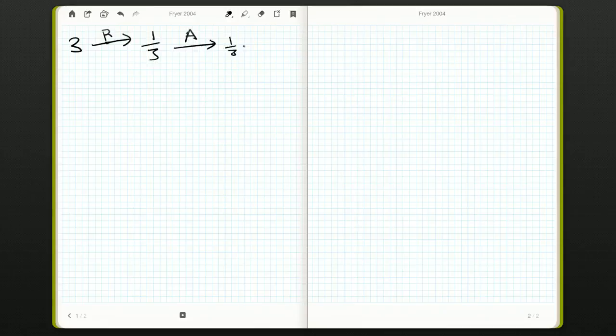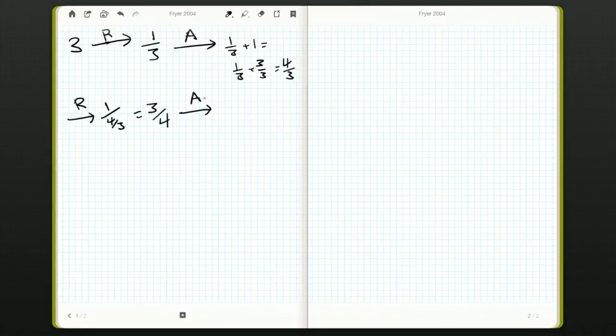Then we're asked to add, so we get 1/3 plus 1, which is 1/3 plus 3/3, 4/3. Okay. Next we were asked to take the reciprocal, so 1 over 4/3. Well, we just flip the numerator and denominator, we get 3/4.